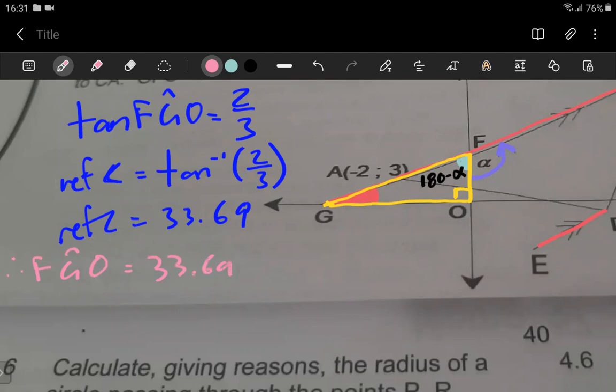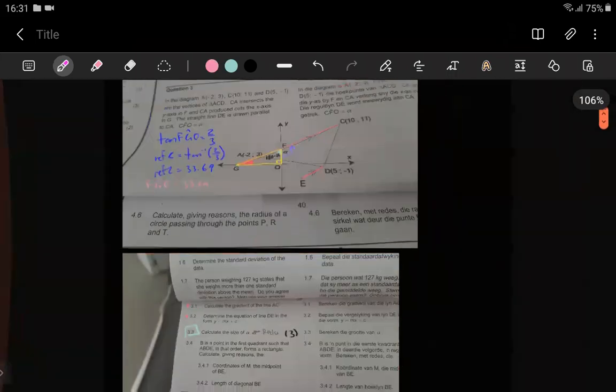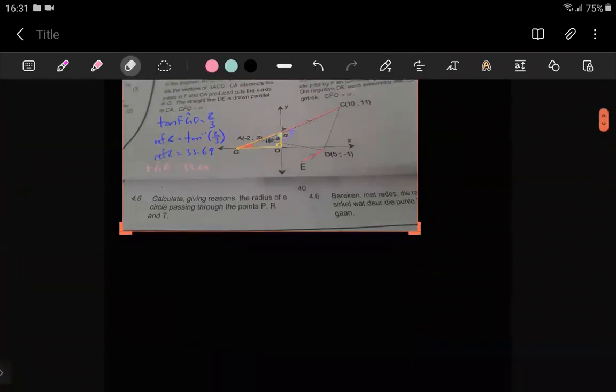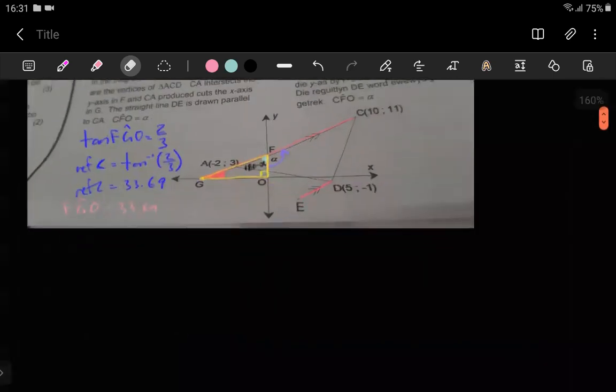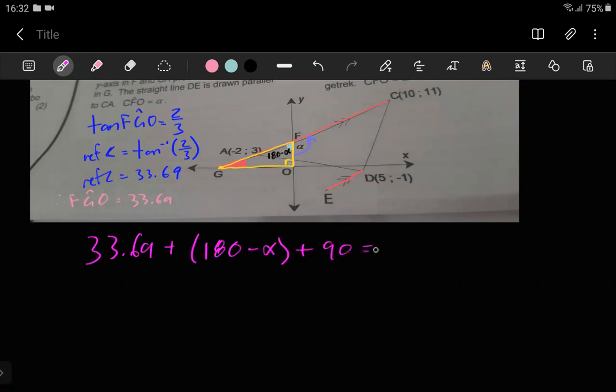Do you see? Yes. So we have this angle, we have 90, and we have this thing here. We know that everything adds up to 180, so we might as well use that to our advantage. Let me remove this so I have space here. So here we can say 33.69 plus this angle up there, plus the 90-degree angle there, should equal 180.